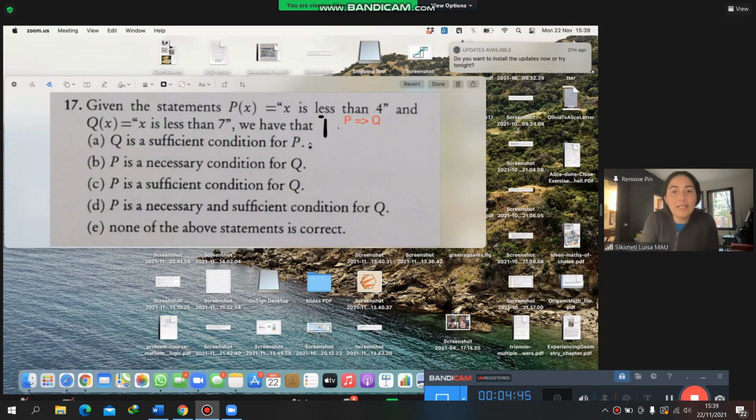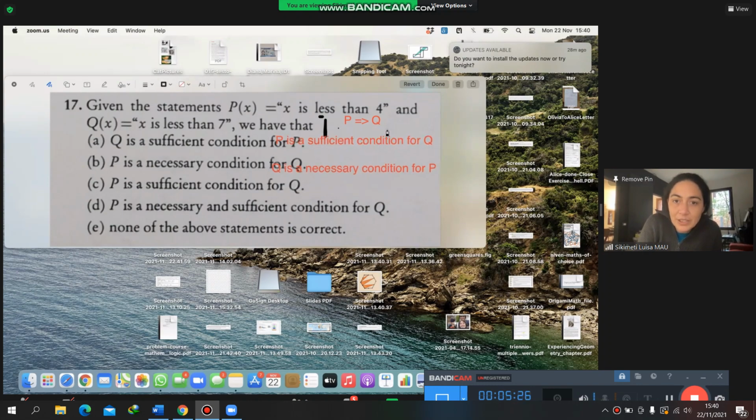All right, so P implies Q is the same as, let me just move this over here, P is a sufficient condition for Q. And the other way of saying it is that Q is a necessary condition for P.